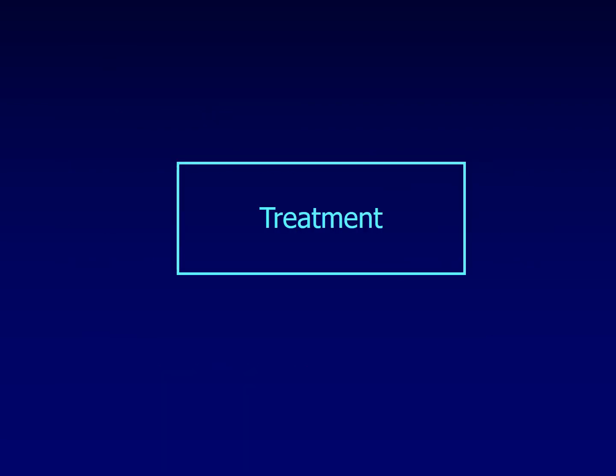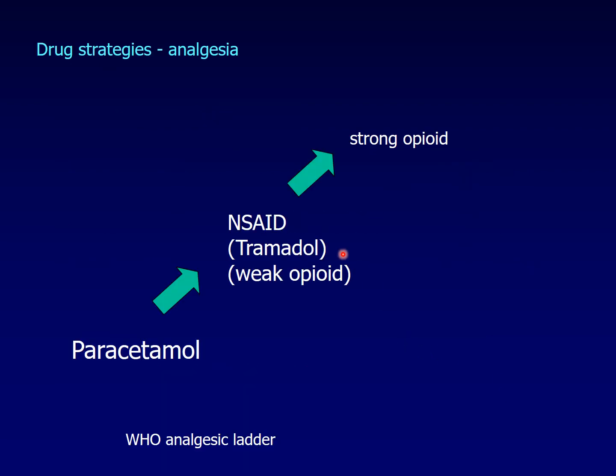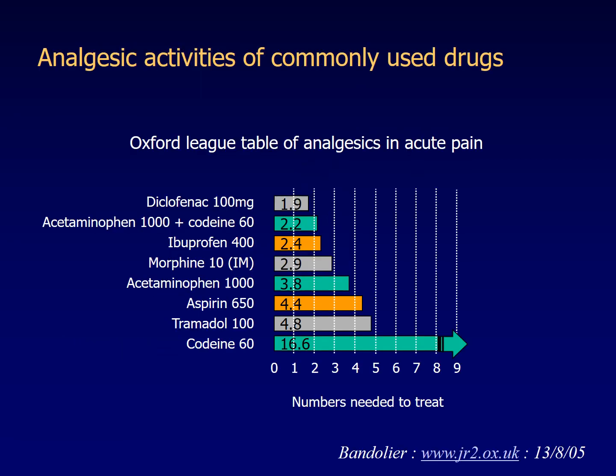So now coming to the treatment part. First is analgesia. First we have to relieve the pain and inflammation. So this is the ladder of analgesia. First is paracetamol, which is a very safe drug. Then NSAIDs, non-steroidal anti-inflammatory drugs, and then tramadol, and we can give strong opioids if the pain is not relieved. And this is the analgesic activity of commonly used drugs. We can use these drugs according to the pain.